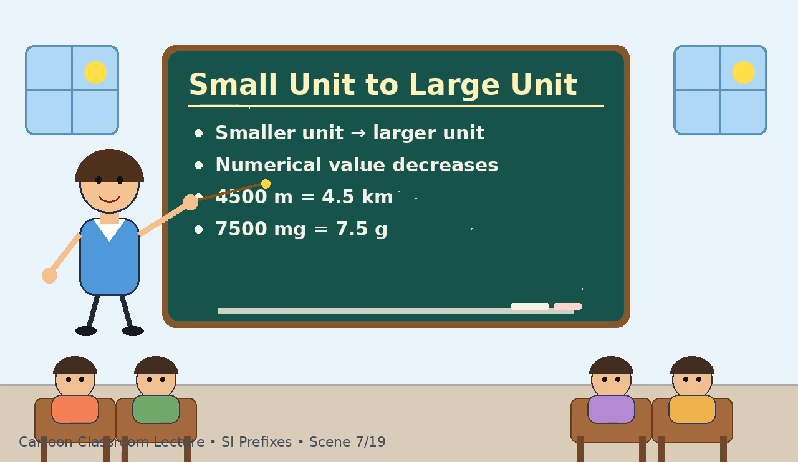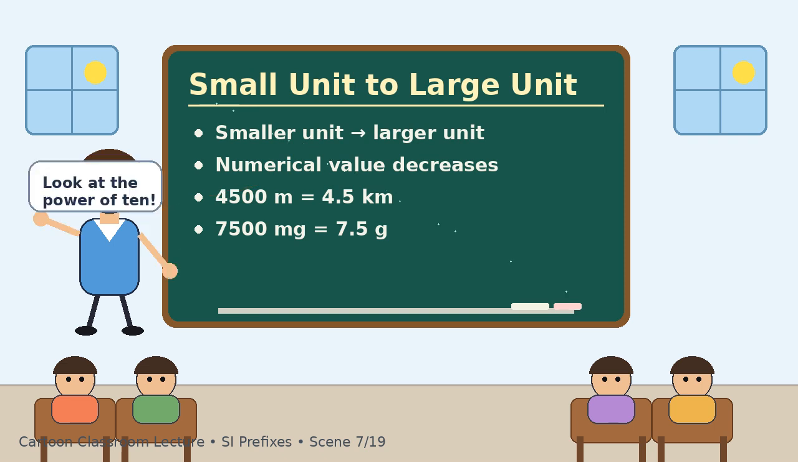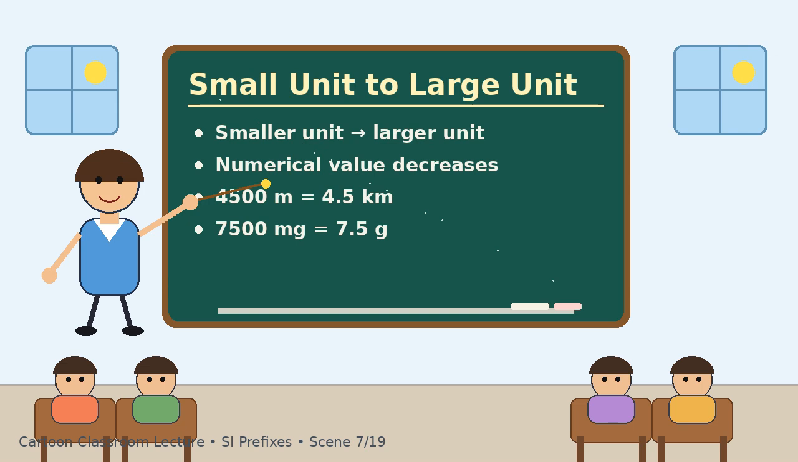When converting from a smaller unit to a larger unit, the numerical value decreases. For example, 1000 meters is 1 kilometer. Therefore, 4500 meters is 4.5 kilometers. Similarly, 1000 milligrams is 1 gram, so 7500 milligrams is 7.5 grams.